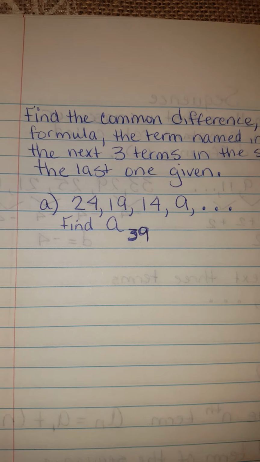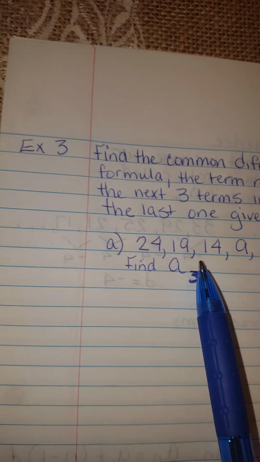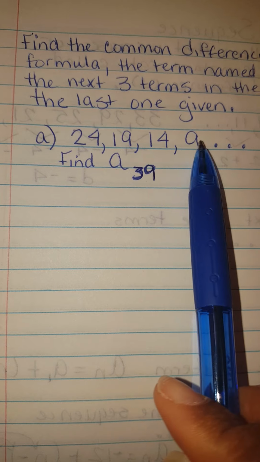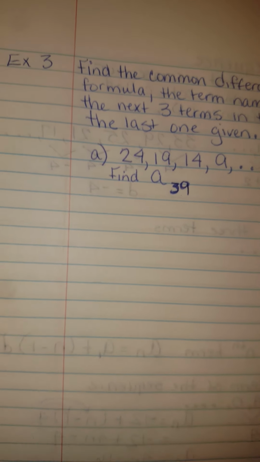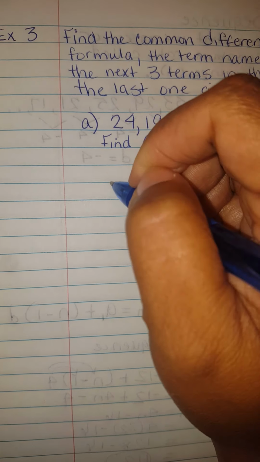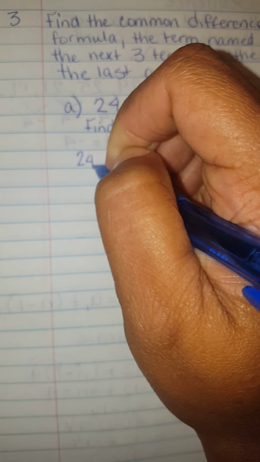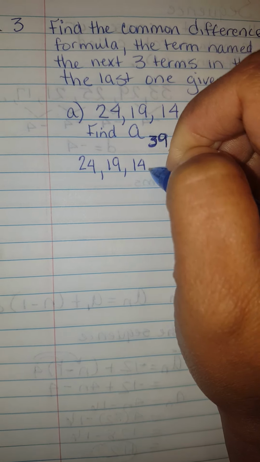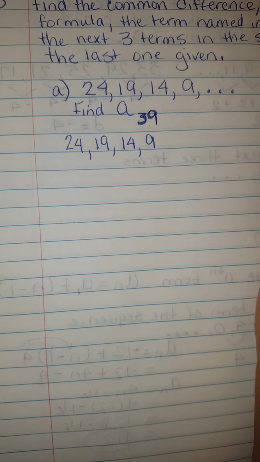So let's dig in. Let's find our common difference. So we have 24, 19, 14, and 9. And I'm just going to rewrite this just to give me a little space here. So we have 24, we have 19, we have 14, and we have 9.